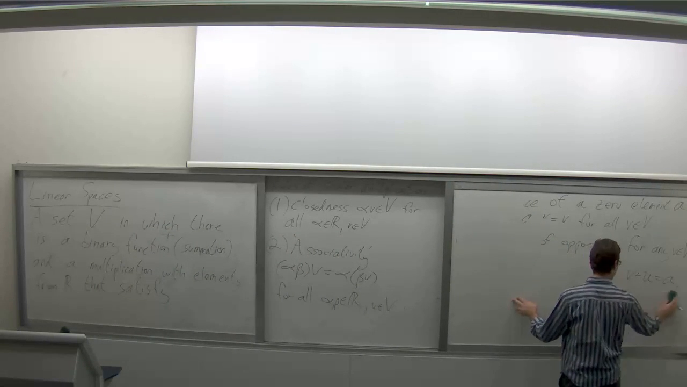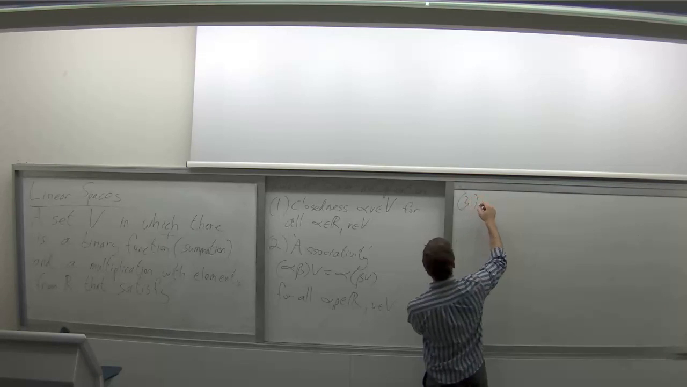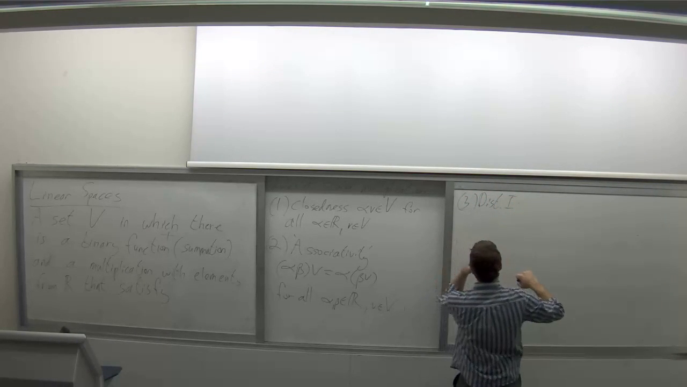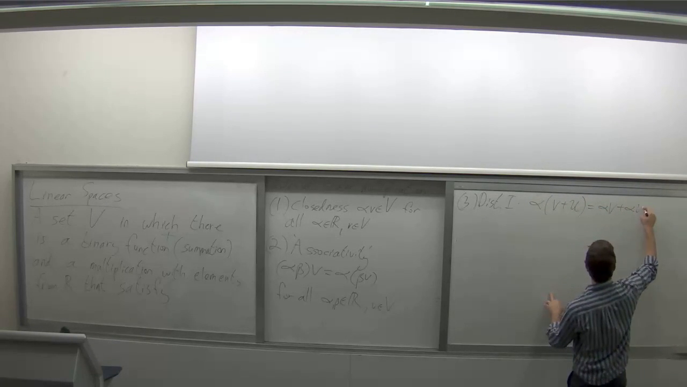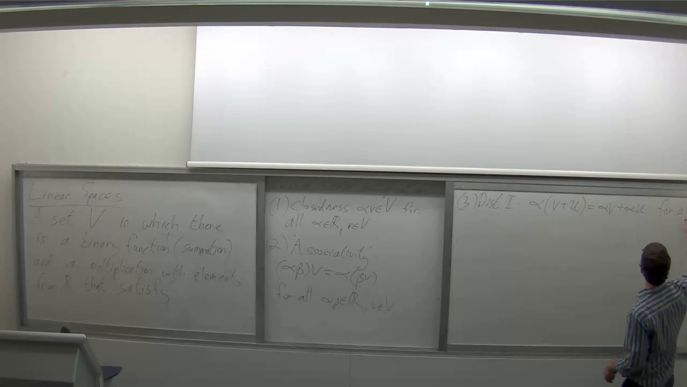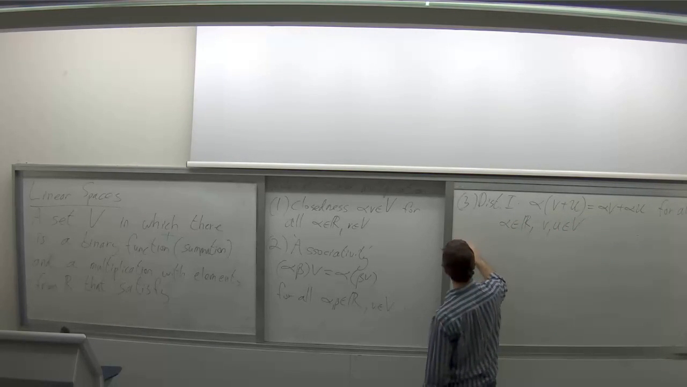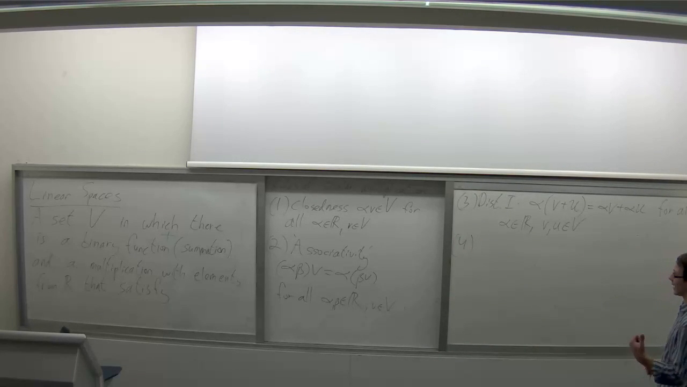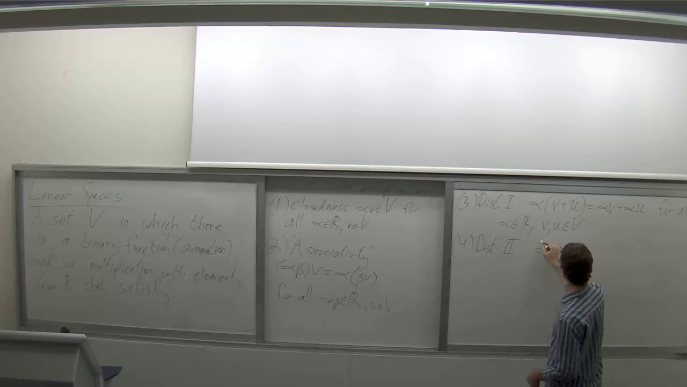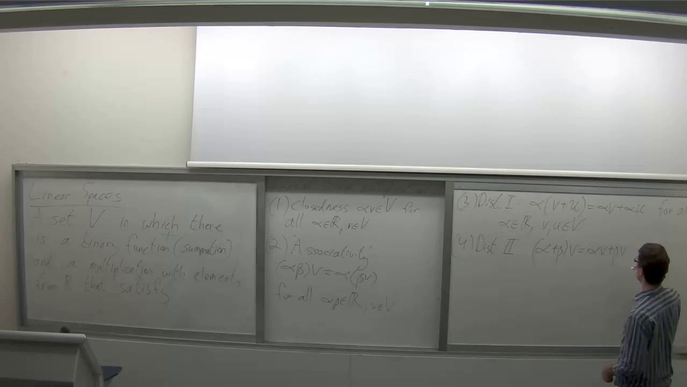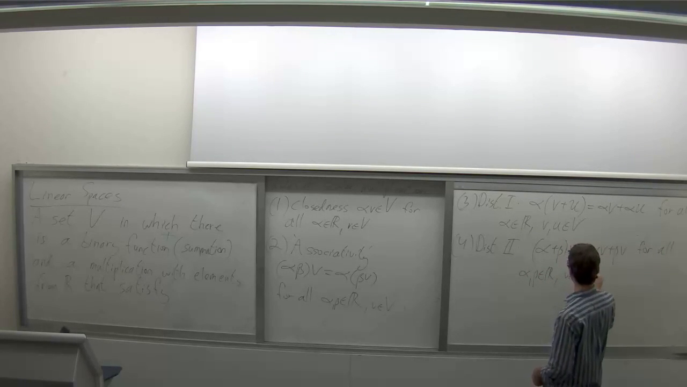Now we have two rules of distributivity. So distributivity 1 means that alpha times (V plus U) equals alpha V plus alpha U for all alpha in R, V and U in V. And the second distributivity rule is distributivity over summation in R. Alpha plus beta times V is alpha V plus beta V for all alpha, beta in R, V in V.